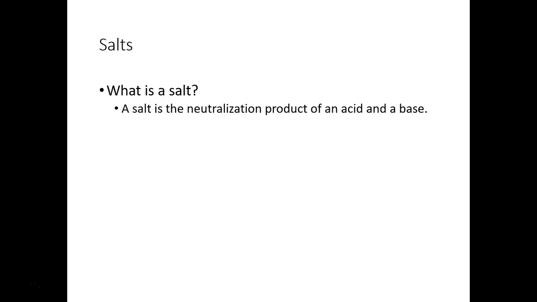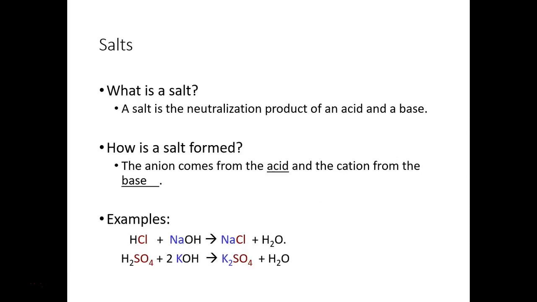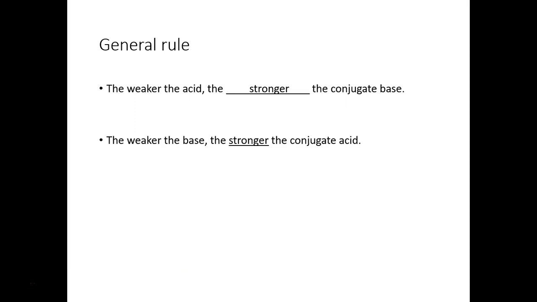All right, salts. So what the heck is a salt? A salt, as we know, is the neutralization product of an acid and a base. Right? And a salt is formed when the anion from the acid joins up with the cation from the base. For a couple of examples that we've seen, hydrochloric acid with sodium hydroxide, cation from base joins up with anion from acid to make sodium chloride, potassium hydroxide and sulfuric acid make potassium sulfate, and so on. So the general rule: the weaker an acid is, the stronger its conjugate base will be. And the weaker a base, the stronger its conjugate acid will be.